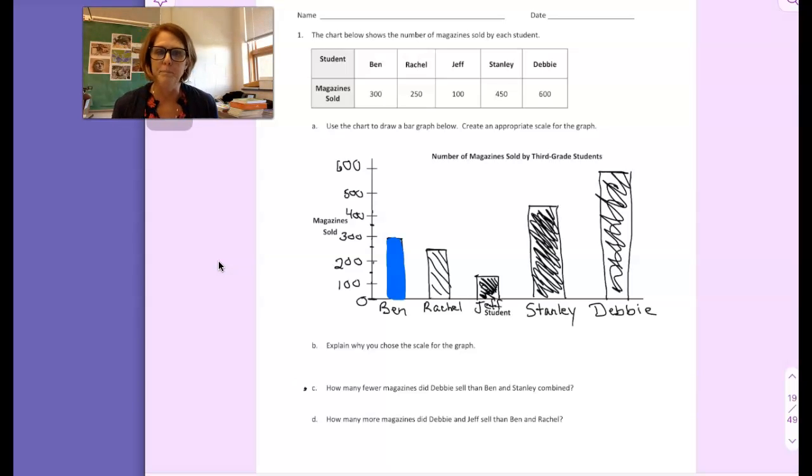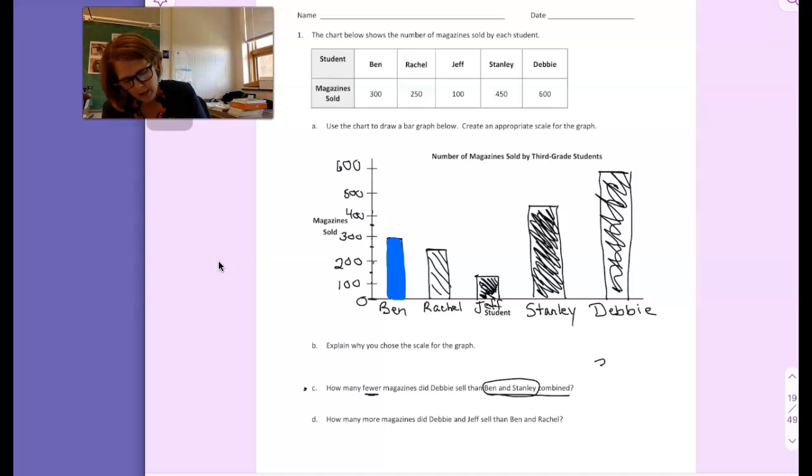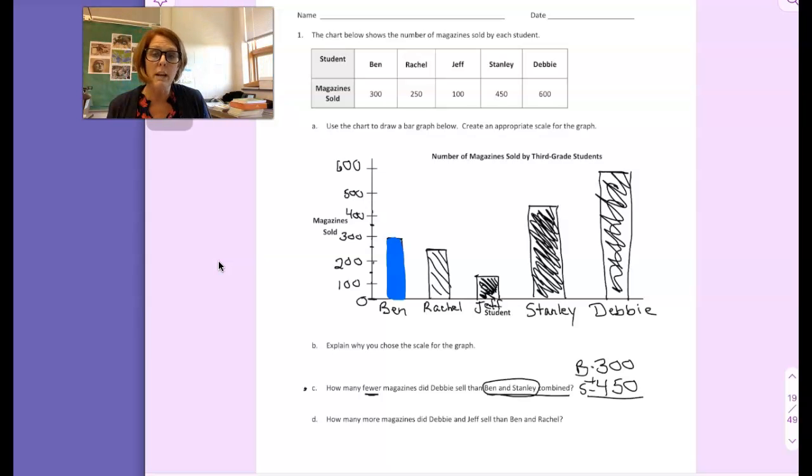So let's go to letter C. How many fewer magazines did Debbie sell than Ben and Stanley combined? So Debbie sold 600. That's a lot of magazines, but they're asking about Ben and Stanley. I like to keep all of my work organized. So Ben sold 300 and Stanley sold 450. So we have to figure out how much they sold together first before we can find out how many fewer magazines Debbie sold. And they sold 750.